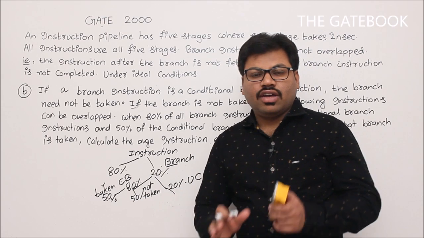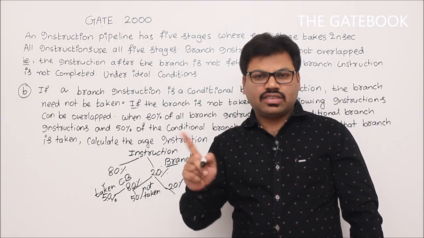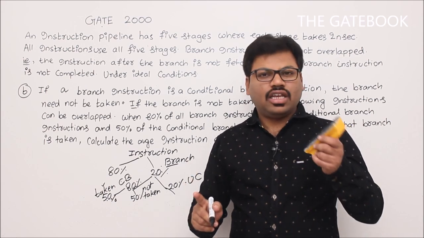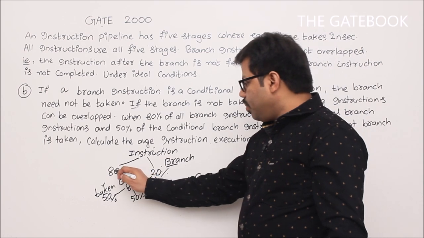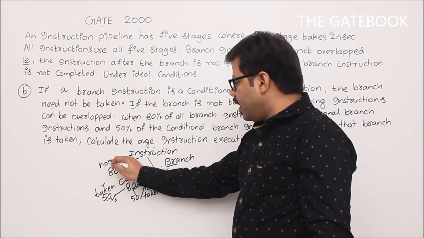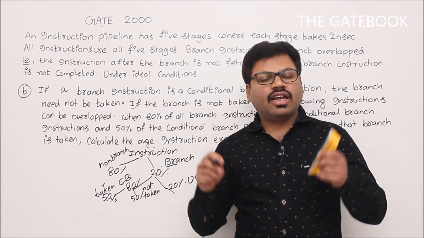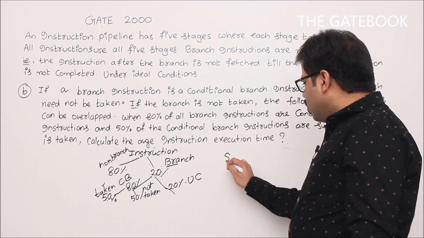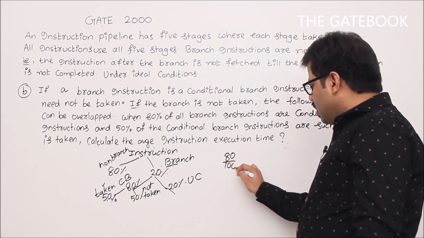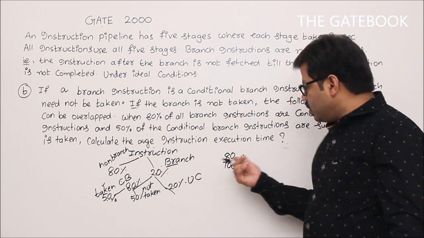So what we do is we take every category, and for every category we'll ask how much penalty that instruction will have. Now out of the instructions, 80% are non-branch. First of all, let us focus on non-branch instructions. If the instruction is not at all a branch instruction, then we will be happy. For them, what is the execution time?